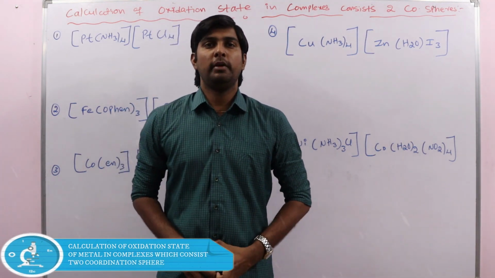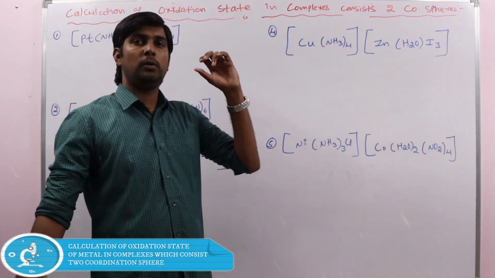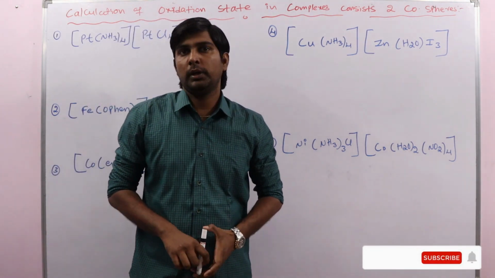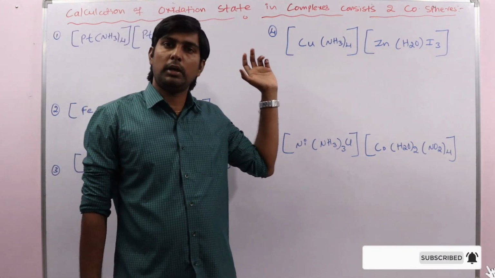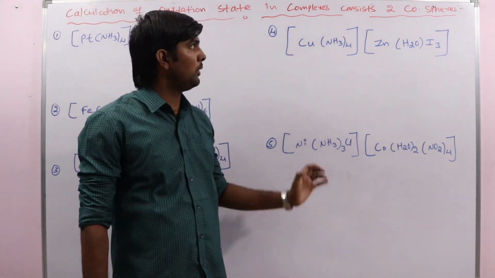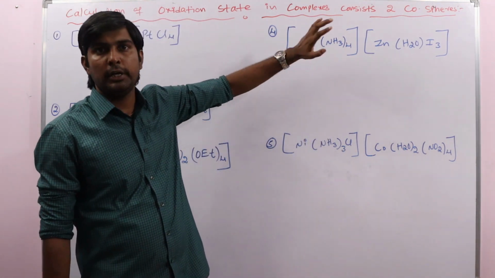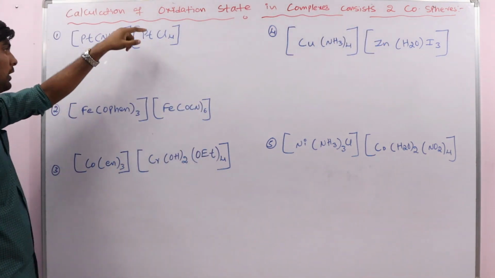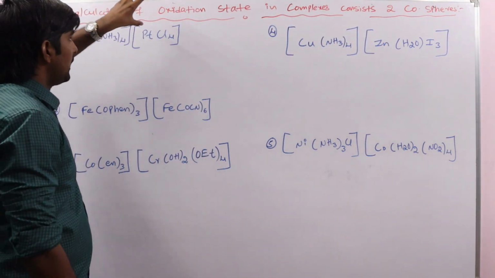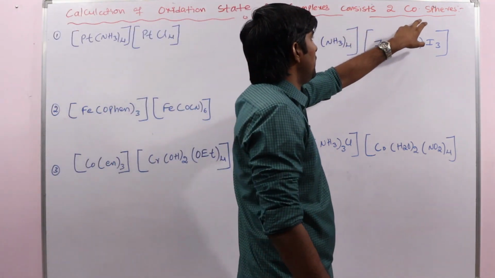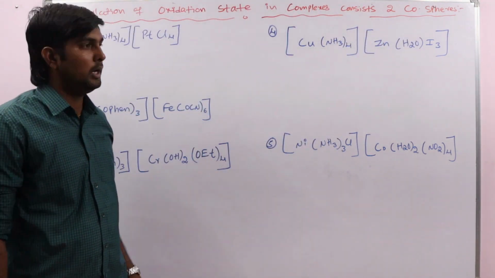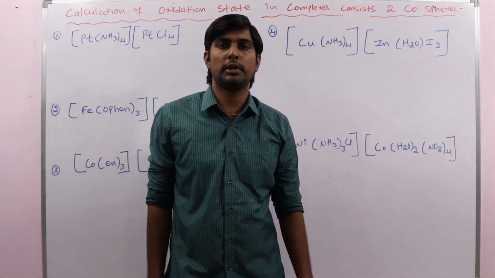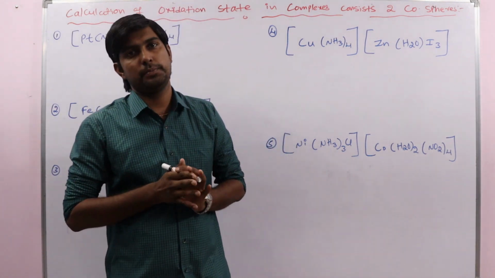Hello viewers, in the previous lectures we discussed how to calculate oxidation state in coordinate compounds. We discussed it in normal complexes and also in bridged complexes. In this lecture we discuss another type of complex, the complexes in which two coordination spheres are present. In all the previous cases we discussed only complexes which have one coordination sphere.